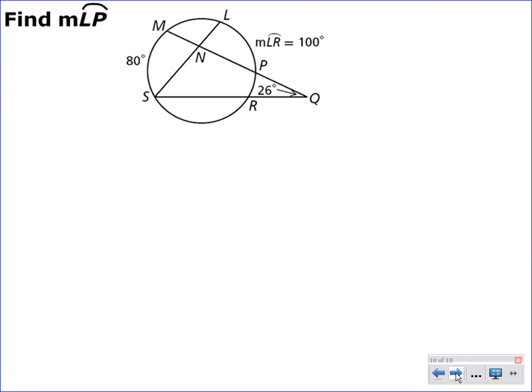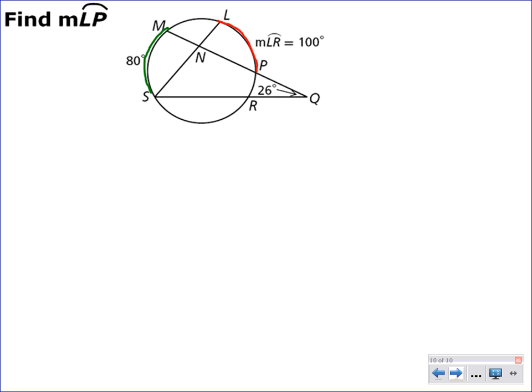Okay, I'm going to do this one, and then I'm going to do the other one, only because this one is a little bit easier than the other one. So if I look at this, I'm looking for LP. In this, I need to figure out what PR is in order to find LP. If I can find PR, I can subtract it from 100, which is the measure of LR, and I'm good to go. So I gave you a hint to find that PR first.